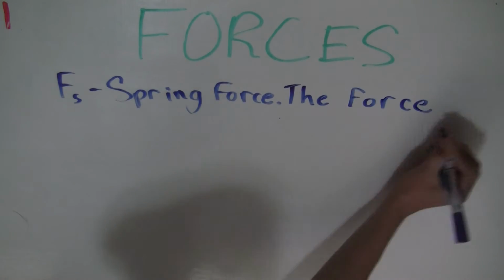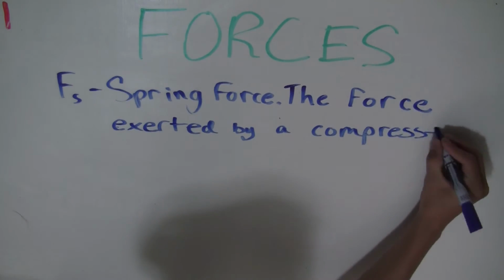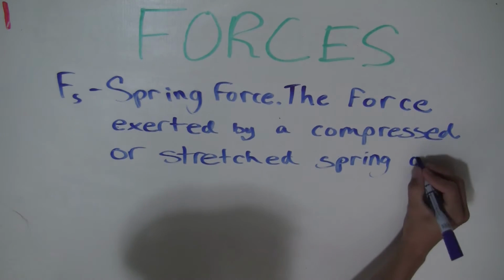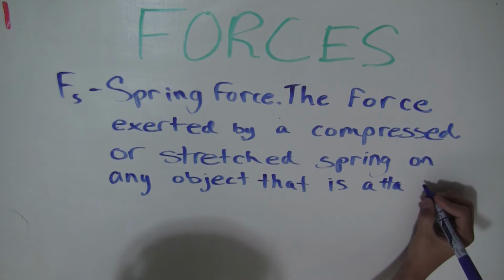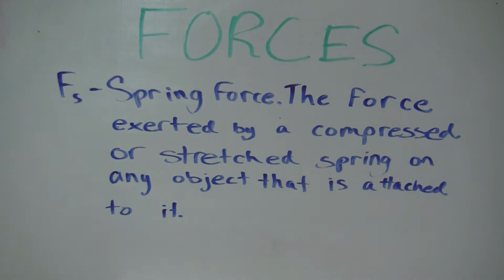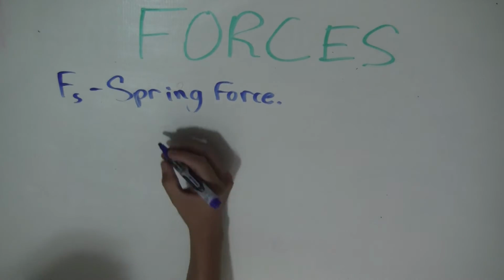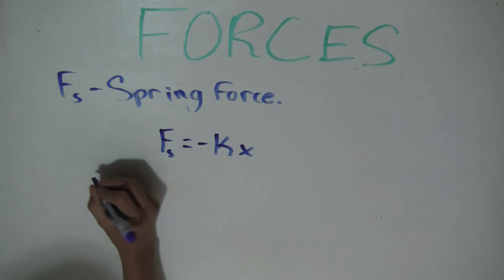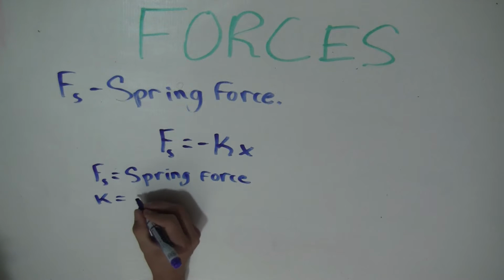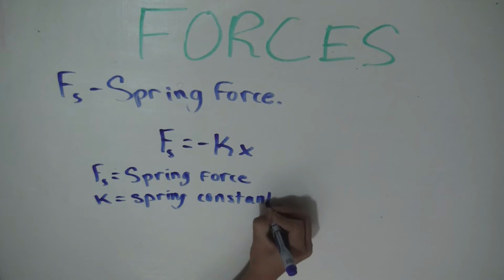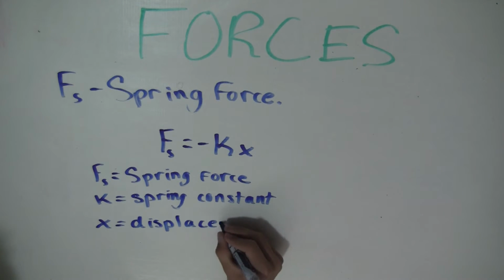Spring force, the force exerted by a compressed or stretched spring on any object that is attached to it. For spring force, the equation is Fs equals negative Kx, where Fs is the spring force, K is the spring constant, and x is the displacement.